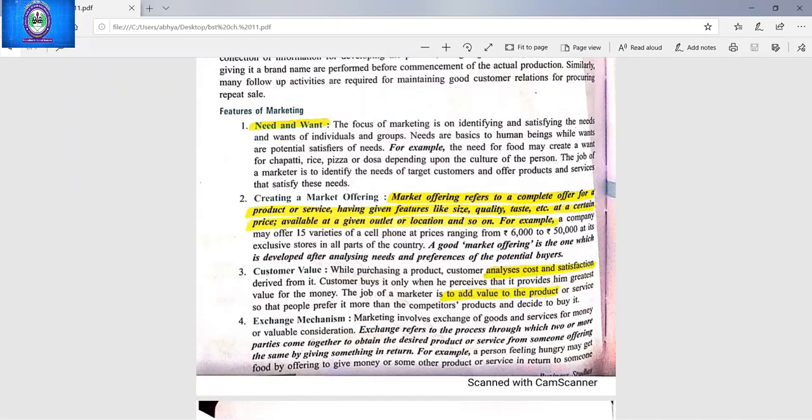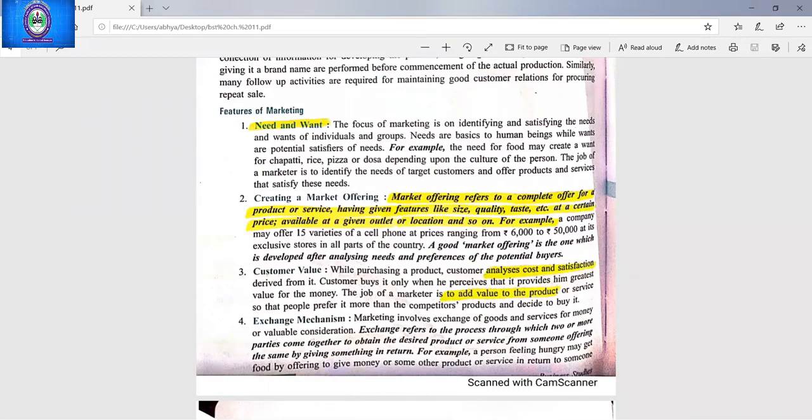Yes, whenever a manufacturer is going to produce a new product or wants to make any improvements in the existing product, then his main focus is always on need and want. He will always try to find out the need and wants of the individuals and groups, and according to those needs he will be trying to manufacture the products.